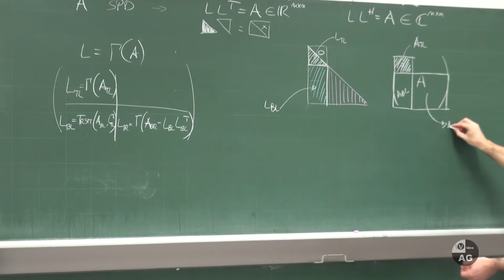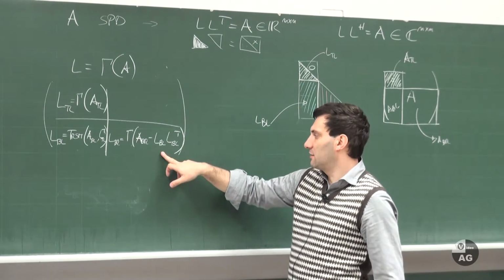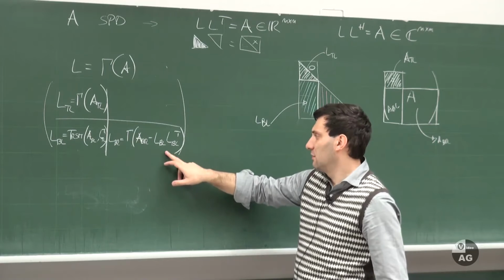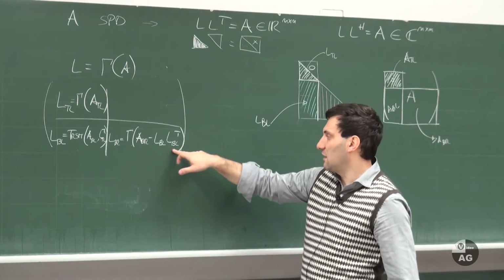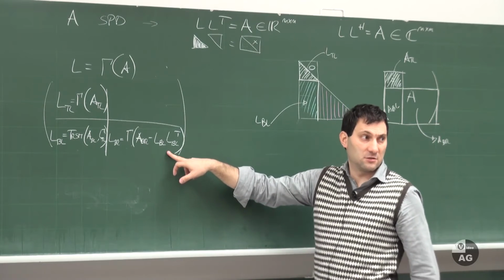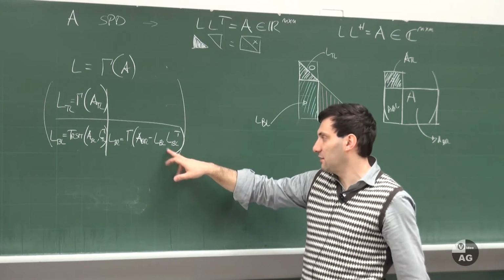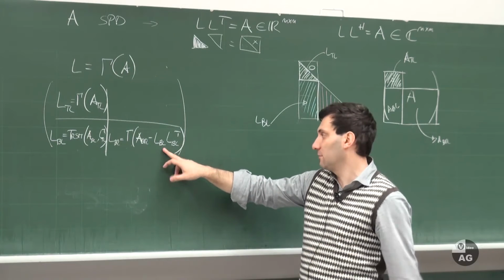This is A bottom right. I update this part with an outer product. This is a matrix times its transpose, so it's a special outer product. It's called a symmetric rank K update. So not only is it an outer product, it's a symmetric one.